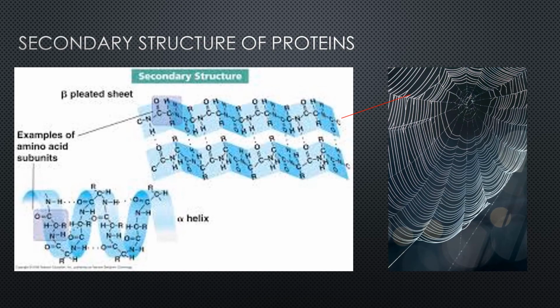And some proteins just have structure up to secondary structure. Everybody has primary structure. Some stop at secondary structure. So for example, silk, as in this spider web, only has a secondary structure. It is composed only of beta pleated sheets, so it doesn't have anything further than that.